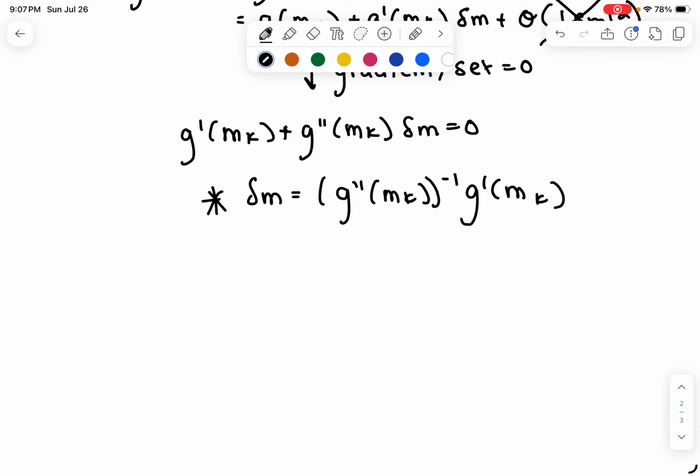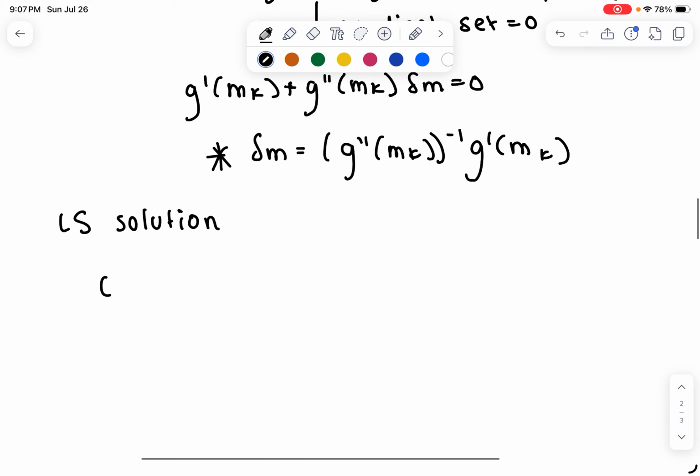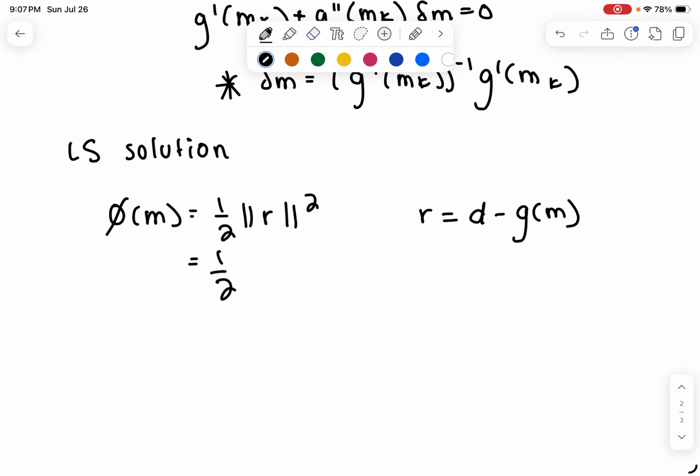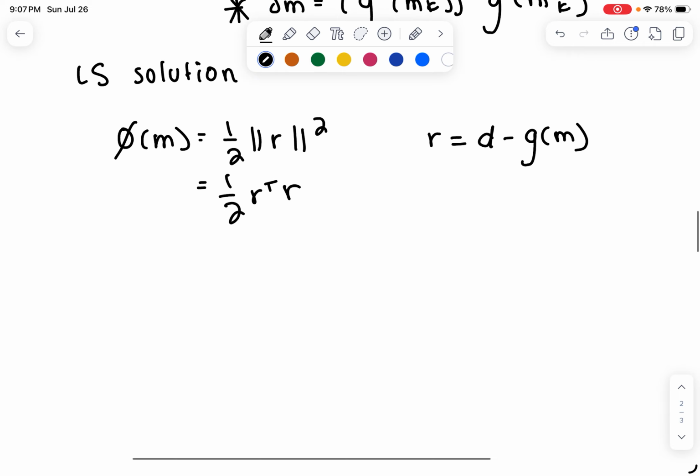Okay, so that's one of our main ingredients. Next, we're going to move beyond this type of thinking and think about the fact that we want to find a least squares solution. That means we're going to write our misfit as the magnitude of the residual squared, where our residual is the difference between our data and what our model predicts. Another way to write this in vector form is 1/2 r transpose r.